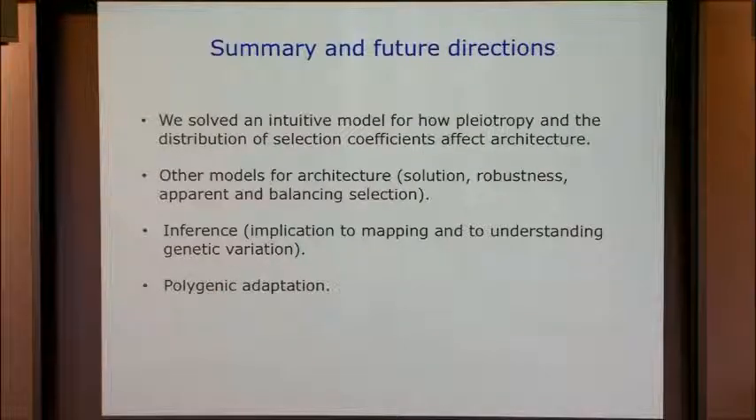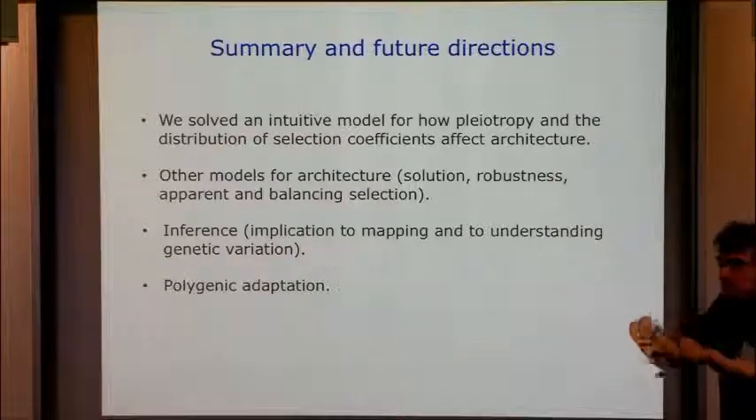So, a brief summary. We solved the model that I hope is intuitive for how pleiotropy and the distribution of selection coefficients affect architecture. Now, of course, you'd like to ask about other models for architecture. You could imagine many other models, even in the case of stabilizing selection, and I think some of the things about these solutions will remain the same. Some maybe remain qualitatively the same. For example, the underdominance is likely to be quite a robust result. Being tightly around the optimum is probably a strong feature.